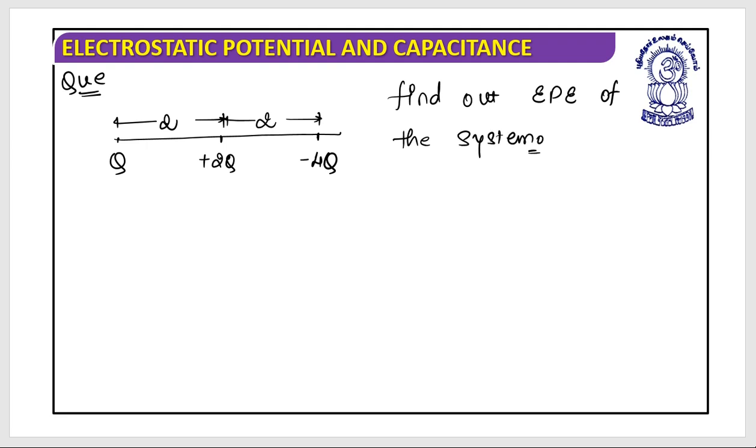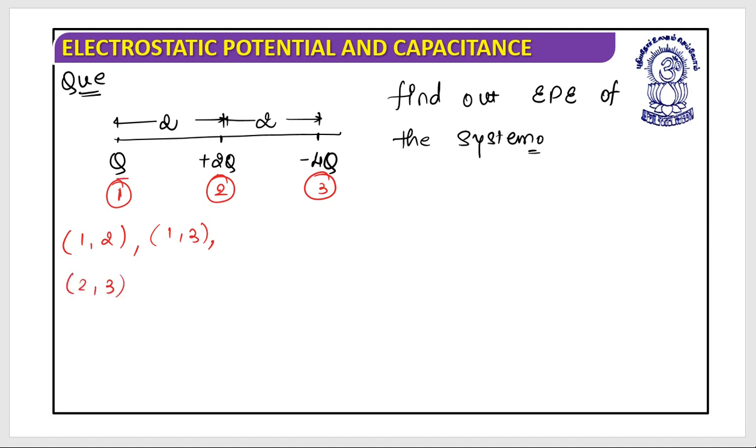This is their requirement: find out the EPE of the system. How can you do this? Let's say this is first, this is second, this is third. Yes, three charges are there. Next, you need to make pairs. So it's 1 comma 2 first, 1 comma 3 second, and 2 comma 3.